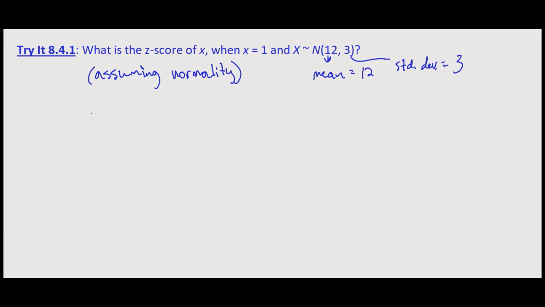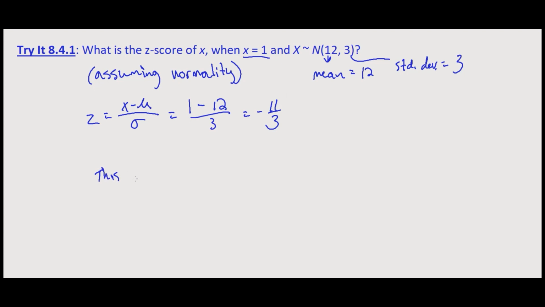So let's look at the z-score. Remember, z equals the value minus the mean divided by the standard deviation. So our value in this case is x equals 1. So 1 minus our mean, which is 12, divided by our standard deviation, which is 3. So that equals negative 11 thirds. So there's our z-score, negative 11 thirds.